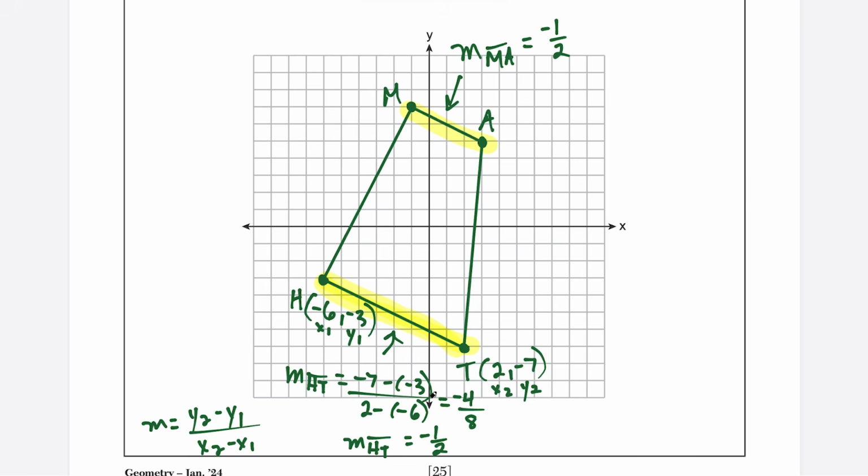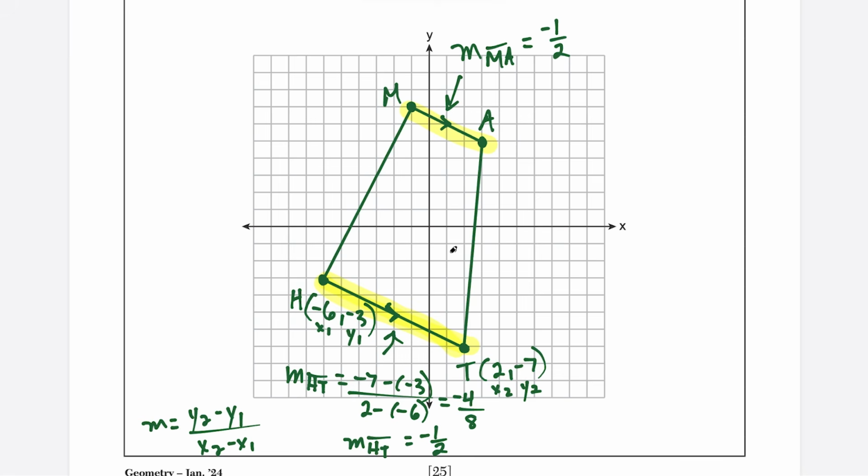And notice that these slopes are equal in measure, which tells us that these two line segments here are parallel. And for the geometry regions, all we have to show is that we have one pair of parallel sides. And then this is enough for us to establish that we have a trapezoid.